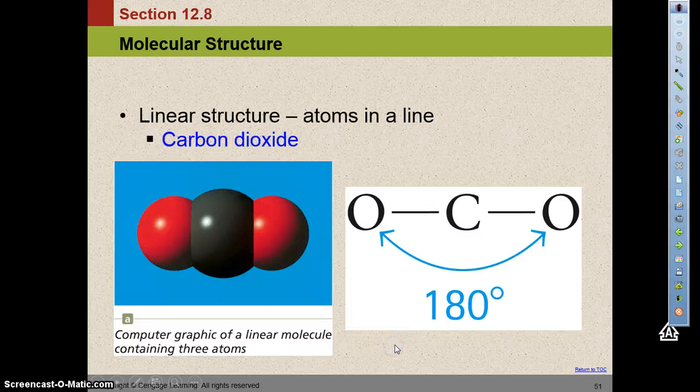So a linear structure is atoms that are in a line. Carbon dioxide, for example, is an example of a linear structure. So this would be what it would look like if we wrote it out. This is what the molecular 3D structure arrangement would look like.